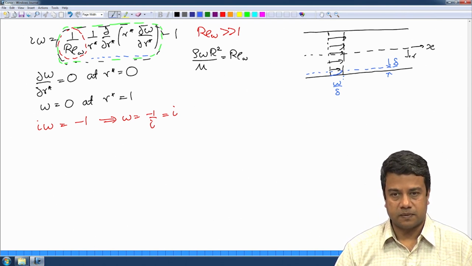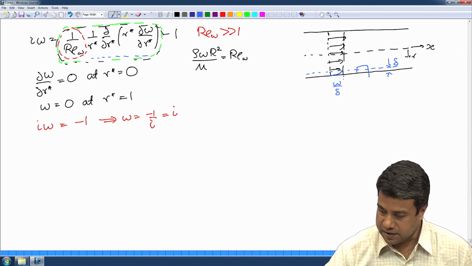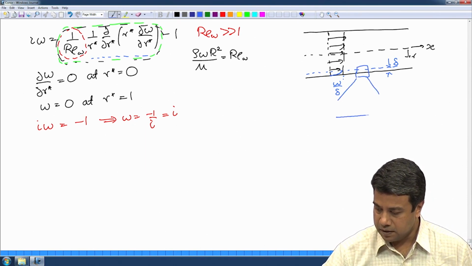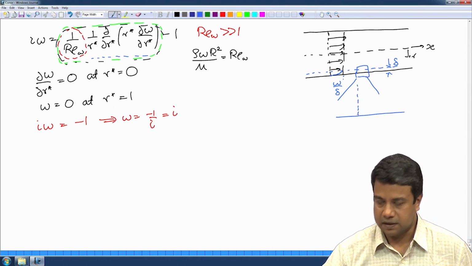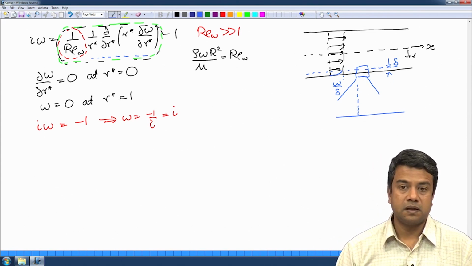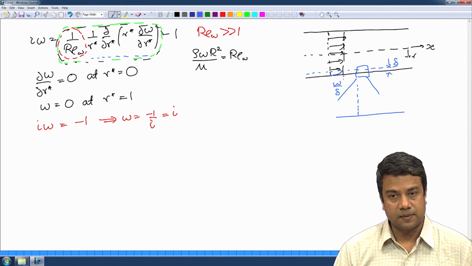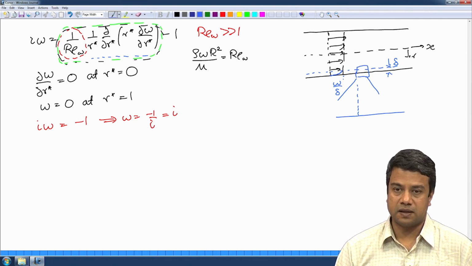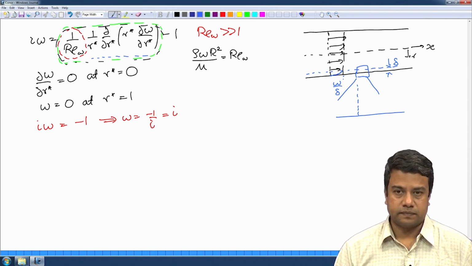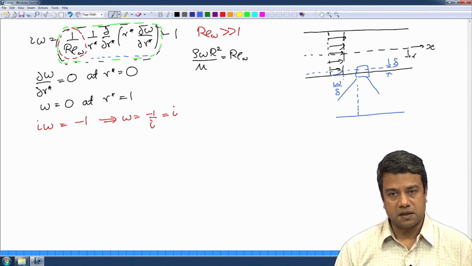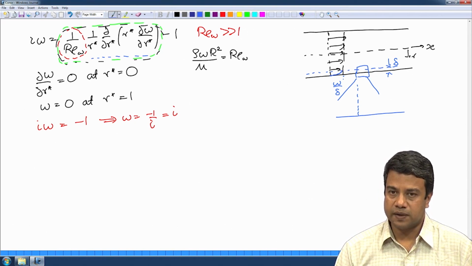So, how do I analyze this problem? What I need to do is to rescale my length scale in the region close to the wall by delta, the small thickness, rather than by the pipe radius. Assume the length scale to be delta rather than the pipe radius. How will I calculate delta? Delta will be calculated from the condition that inertial and viscous effects continue to be of equal magnitude within this region delta, even as the Reynolds number goes to infinity.